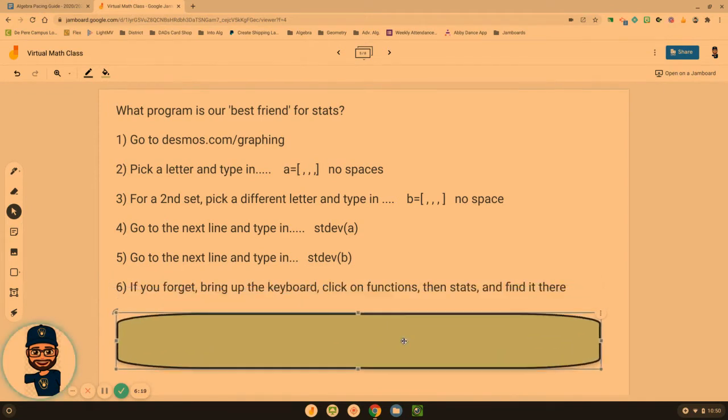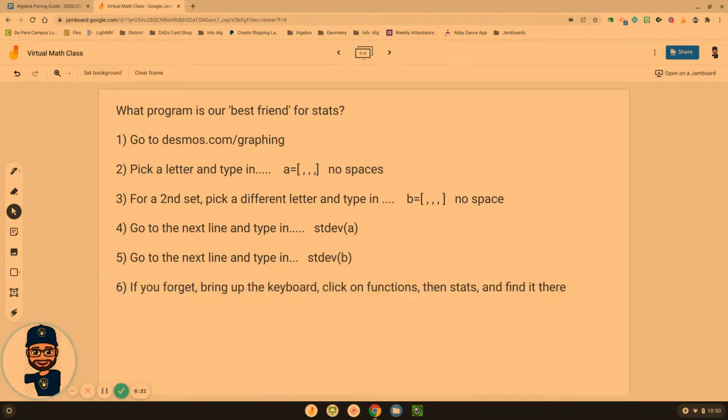Okay, then if you forgot how to find all of that, don't forget there is that keyboard function in the bottom left that you can pull up, click on functions, and then click on the word stats, and then you can find standard deviation there, and it'll punch the code in for you. Okay, so these are the steps you probably want to write down. This is a good time to pause this video and make sure you have those down.